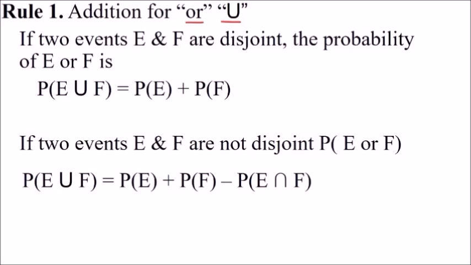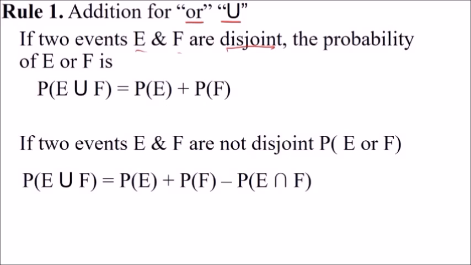The addition rule, the or, comes in two parts. There's two different formulas that we have for it. One is for disjoint events and one is for non-disjoint events. And we'll get into that in just a second. It says if two events E and F are disjoint, the probability of E or F occurring is equal to the probability of E plus the probability of F.